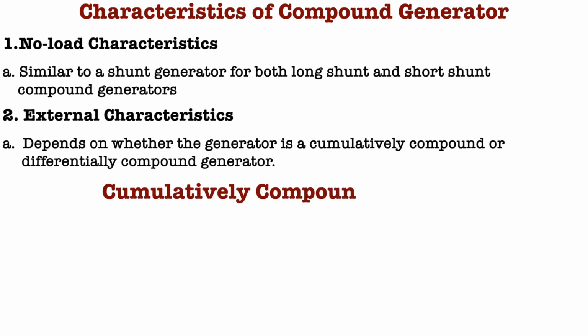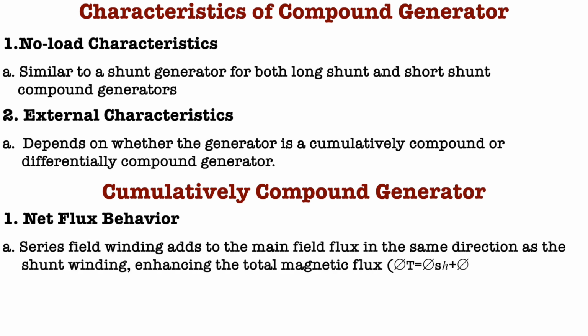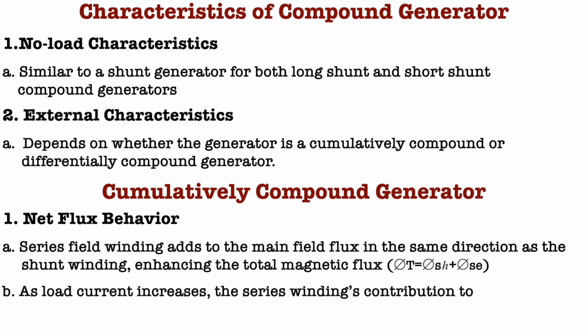For a cumulatively compounded generator, the total flux is given as the sum of shunt field winding flux and series field winding flux. In this configuration, the series field winding contributes to the main field flux in the same direction as the shunt winding. This additive effect enhances the total magnetic flux. As the load current increases, the series winding contribution to the magnetic flux also increases.